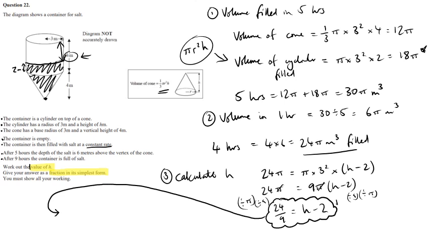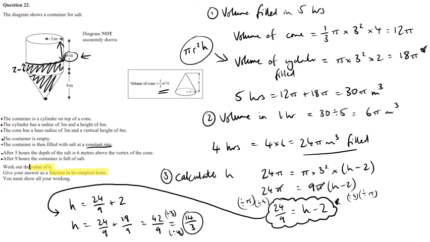So with our equation here, if we add 2 to both sides, we've got a value for h, but it's not a fraction in its simplest form. So let's change our 2 into a fraction with the same denominator. When we add those together, remember with common denominators, we keep that the same. We just add the numerators, and then that simplifies, dividing top and bottom by 3, to 14 over 3. And that's the final value you need.